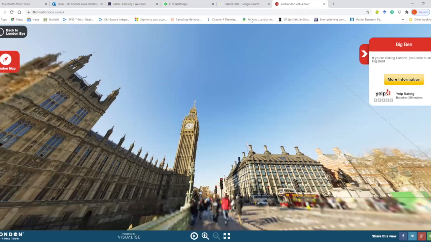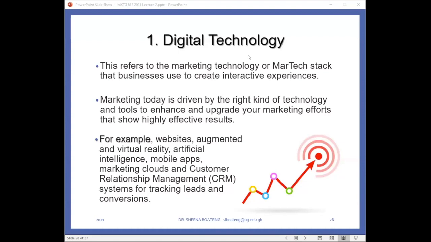So when you get the chance, please just go to the site and abreast yourself with the various sites in London. Again, sorry about that. Like I mentioned earlier, my internet has been a bit unstable, so please forgive me. So when you get the chance, just visit the site, 360.visitlondon.com, and abreast yourself with the sites in London, right?